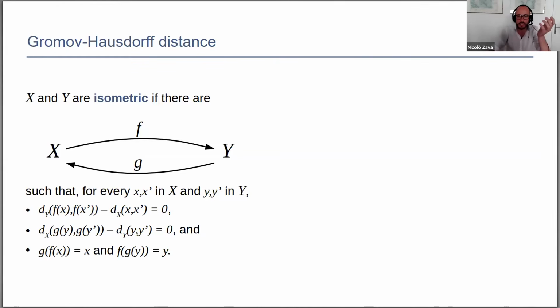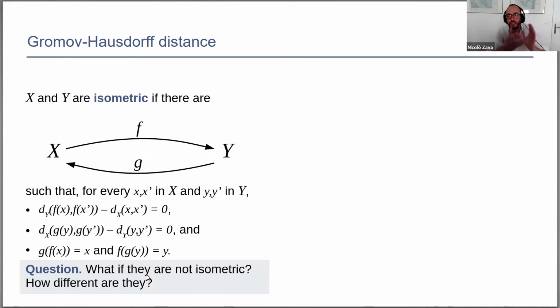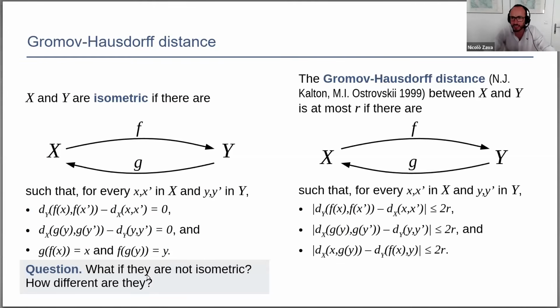Now, the Gromov-Hausdorff distance answers the following questions. What if you have two spaces that are not isometric? How far are they from being isometric? How different are they? So we move from this definition to provide a new definition, the definition of the Gromov-Hausdorff distance. Usually it's a characterization that maybe most of you are not familiar with. It's the characterization due to Kalton and Ostrovskii. But in this setting, I think that it fits the narrative.